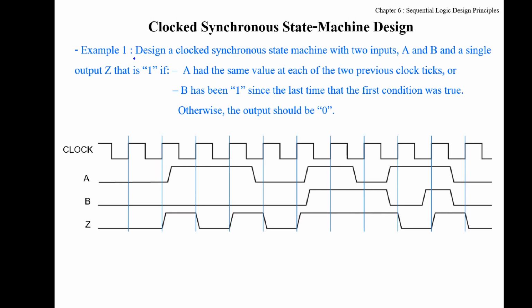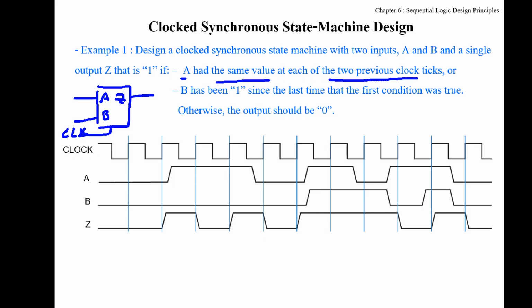Example 1. Design a clock synchronous state machine with two inputs A and B and a single output Z. Something like this: input A, input B, output Z, and maybe a clock here. Output Z will be 1 if input A had the same value at each of the two previous clock ticks, or B is 1 since the last time that the first condition was true. Otherwise, the output should be 0.